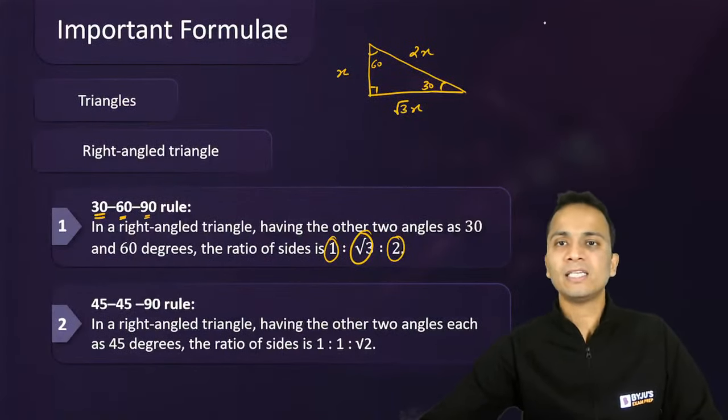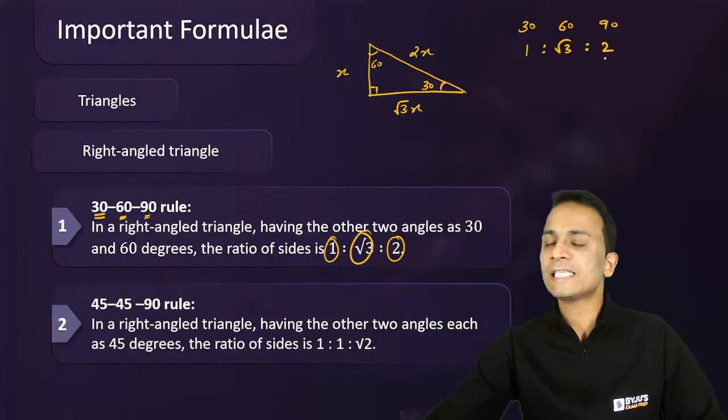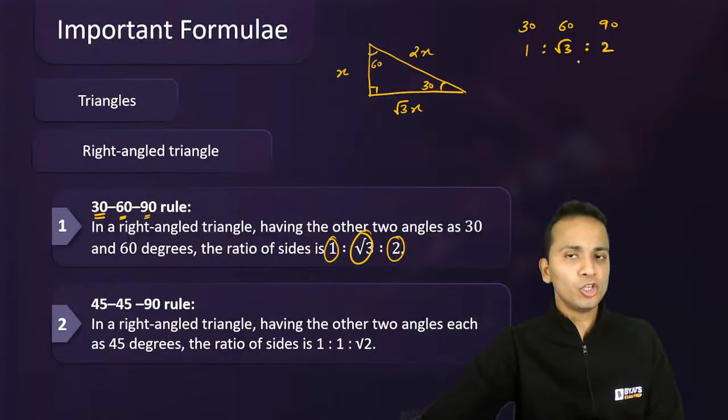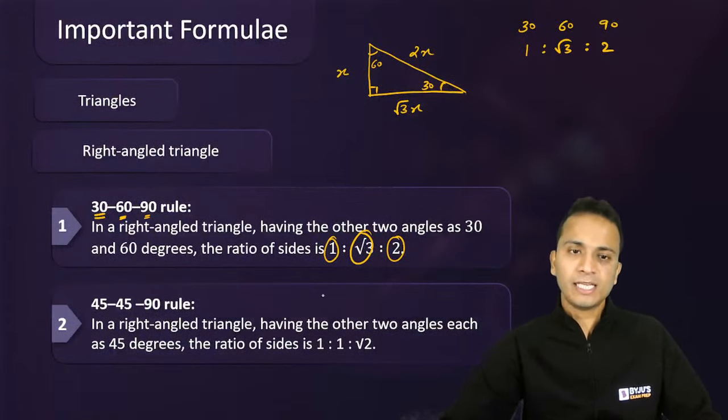So you can see that the ratio of the sides opposite to 30, 60 and 90-degree angle will be 1 is to root 3 is to 2. So if any of the three sides is given, you can, using this ratio, easily calculate the other two sides. The same is for this one.